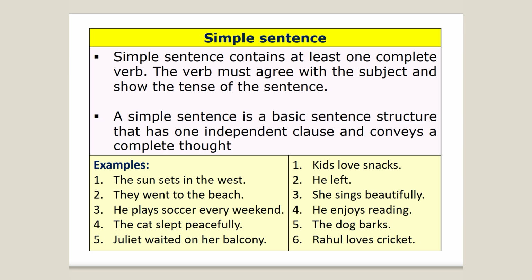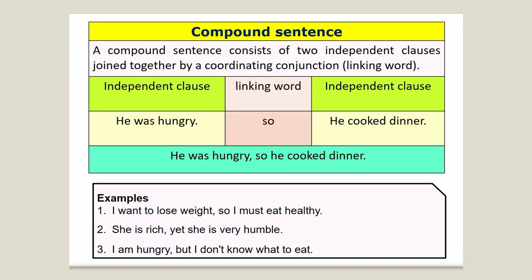Now we are coming to the compound sentences. What are the compound sentences? As we know, a compound sentence consists of two independent clauses joined together by a coordinating conjunction, linking words. Coordinating conjunction means linking words, the words that can link two independent clauses. They are called compound sentences. What are the two independent clauses? Here we are putting an example.